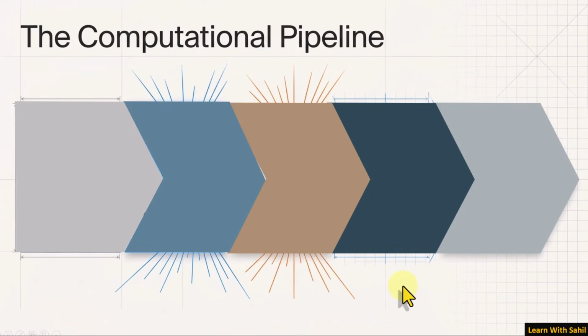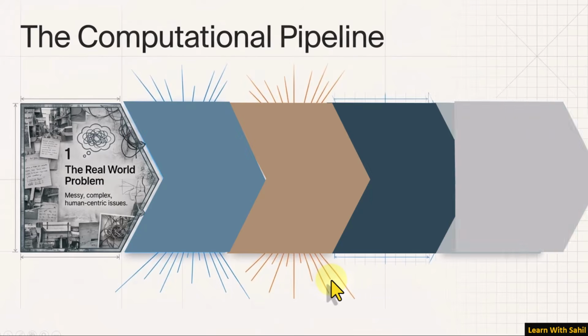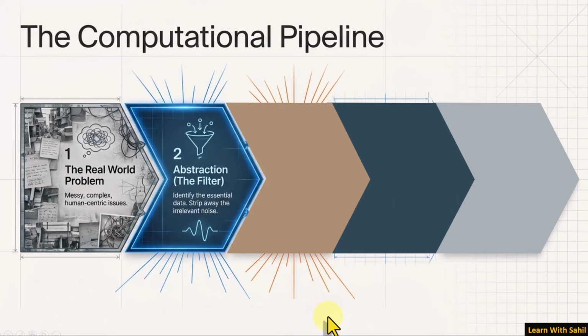Then the computational pipeline. When we are designing subprograms, what do we do? The first step is the real-world problem, which is messy, complex, and human-centric, with a lot of extra information. So first of all, we need to do the abstraction, the filter. We have to identify the essential data and strip away the irrelevant noise, the information which is not needed for the solution we want to create. We have to do that first.